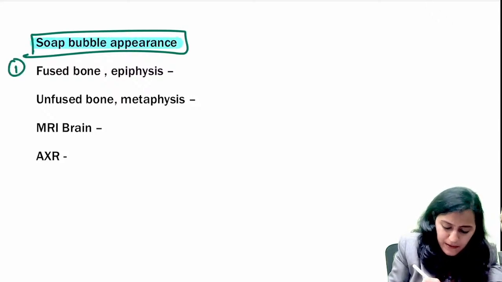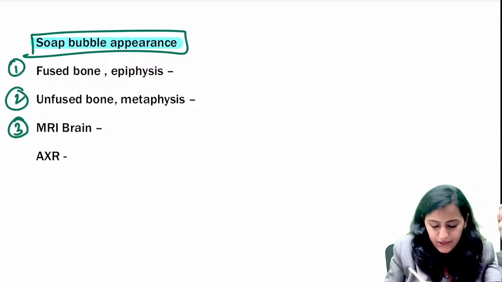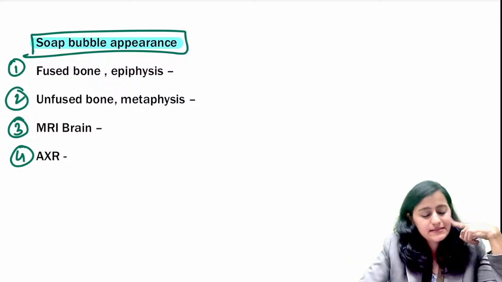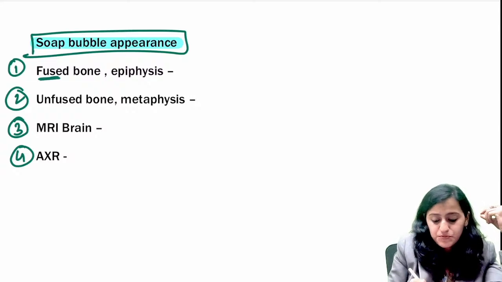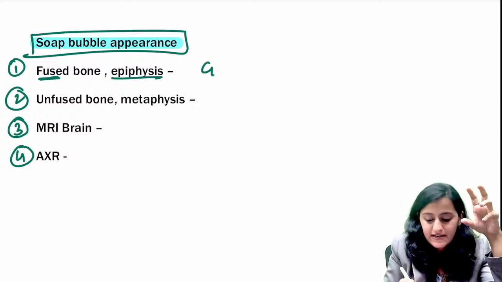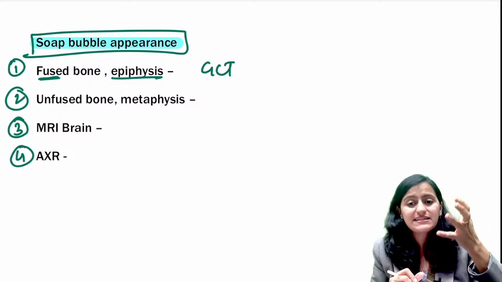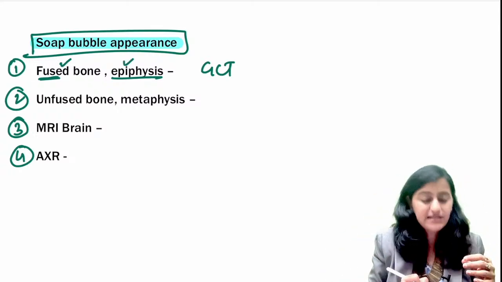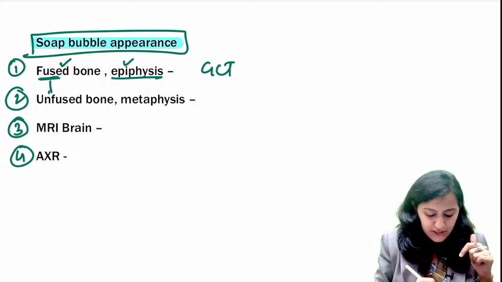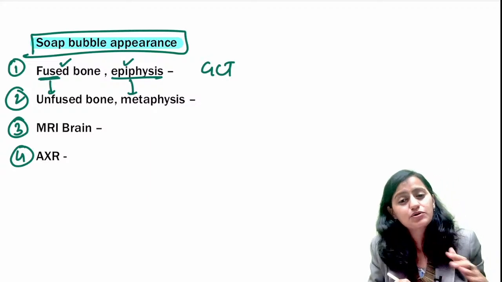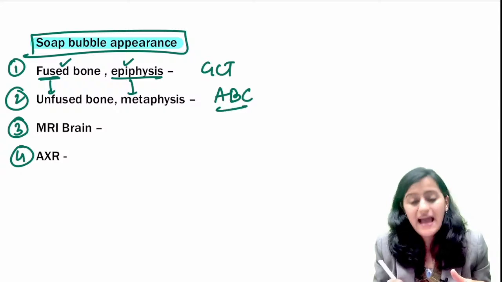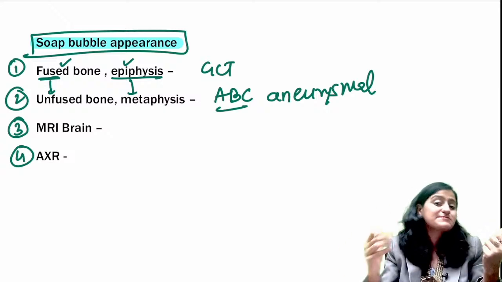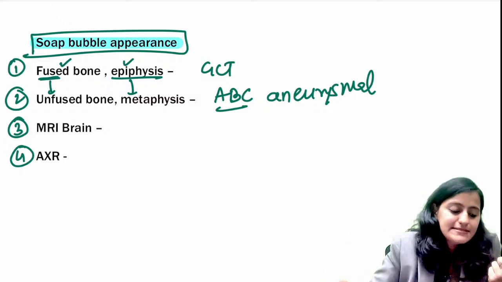Where do you have soap bubble appearance? In the bone, in the brain, and in the abdominal X-ray. Very good. See, if it's a fused bone and an epiphyseal lesion, then it is giant cell tumor. Remember, giant cell tumor occurs in an adult where the bone has fused, and it occurs in the epiphysis. The opposite, unfused and metaphyseal, similar looking to GCT giving soap bubble, is aneurysmal bone cyst. Both are expansile lesions and look similar.